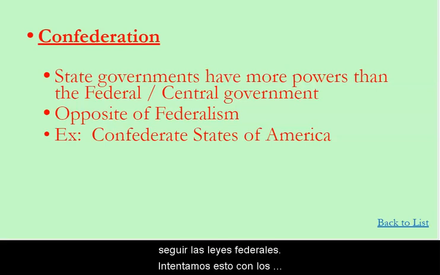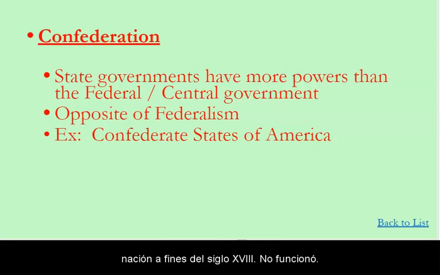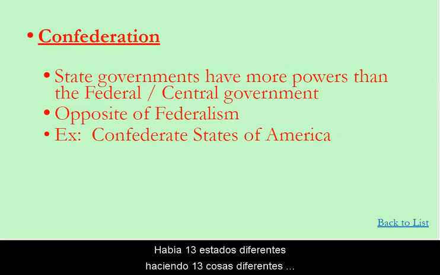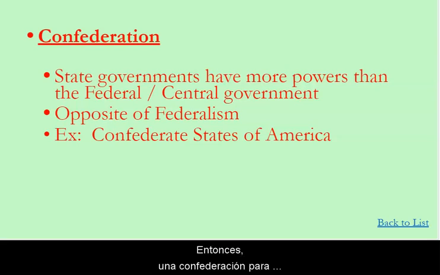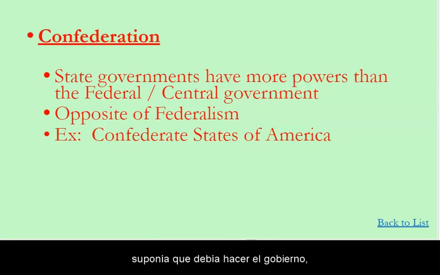When we tried this with the Articles of Confederation, when our nation, of course, was first created in the late 1700s, it did not work. There were 13 different states doing 13 different things with a very weak federal government, and we could not be well organized or protected. So a confederation for us in America did not work because it didn't do what the government was supposed to do, which is protect people's rights.